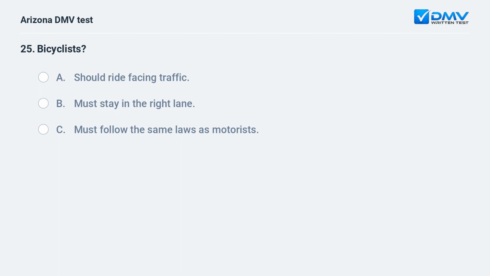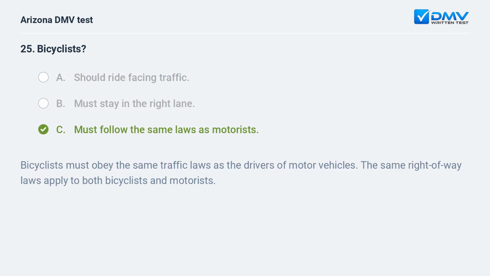Bicyclists A. Should ride facing traffic, B. Must stay in the right lane, C. Must follow the same laws as motorists. C. Must follow the same laws as motorists. Bicyclists must obey the same traffic laws as the drivers of motor vehicles. The same right-of-way laws apply to both bicyclists and motorists.